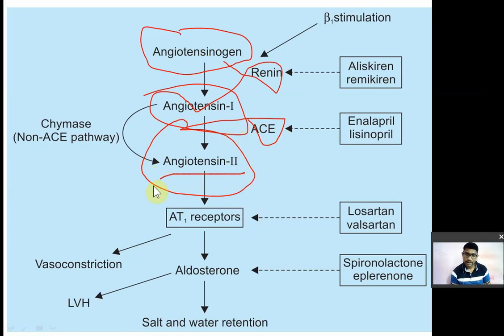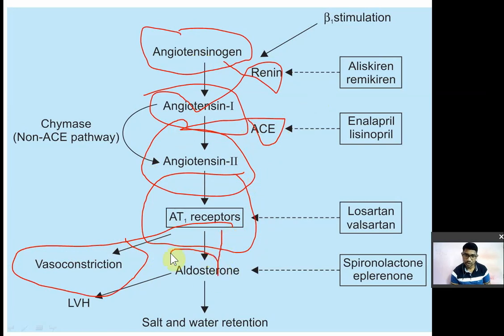acts on its receptor known as the angiotensin 1 receptor. It causes vasoconstriction and increases the peripheral resistance. Now, angiotensin 1 receptor also causes the release of aldosterone. Aldosterone leads to an increase in salt and water retention and blood volume. This is the normal process.